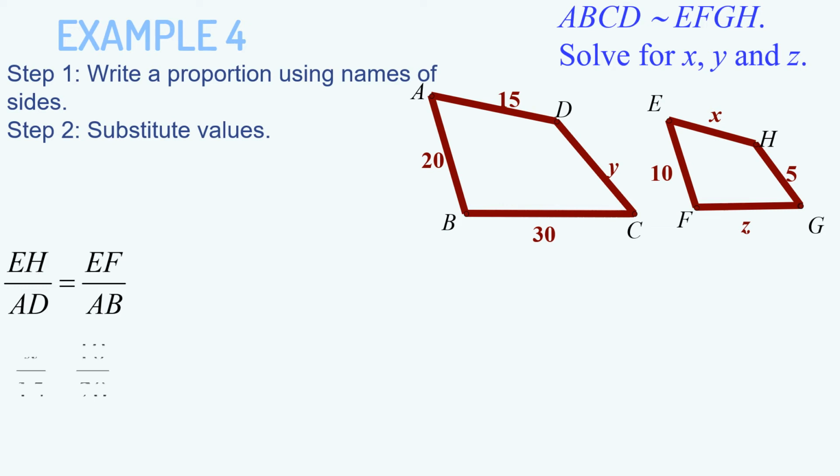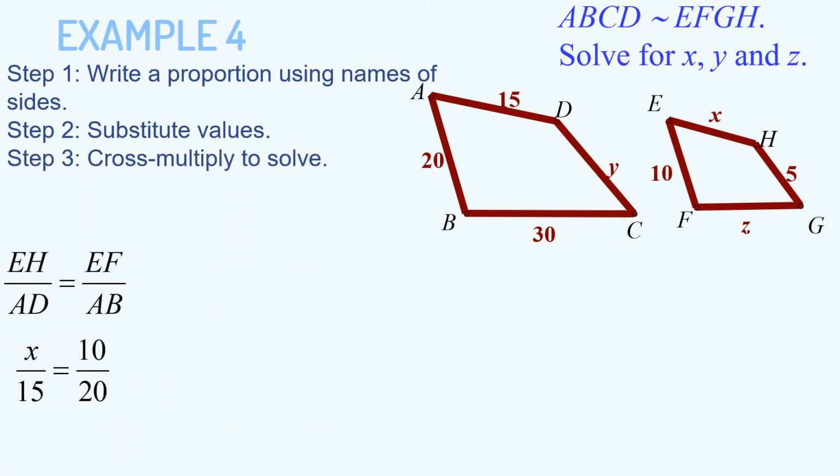So what are the values that we get? EH is x, the value that we're looking for. AD, I look at the figure, and AD measures 15. Then I have EF, and I notice that EF on my figure is 10, over the length of AB, that is 20. Then I have this proportion, and I need to solve the proportion.